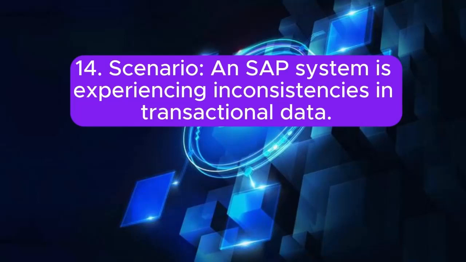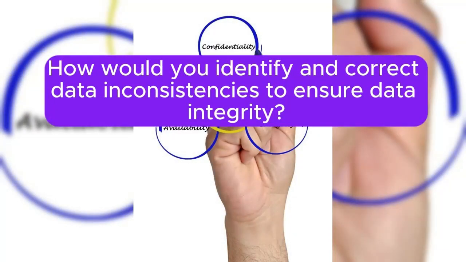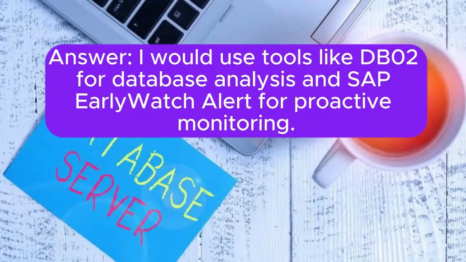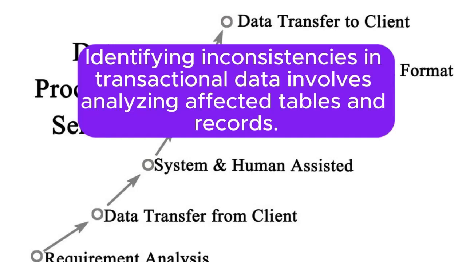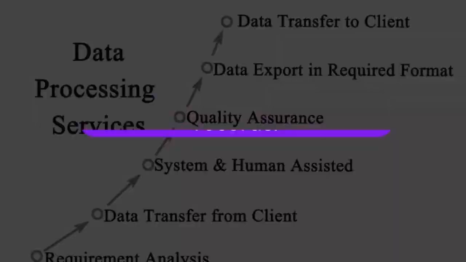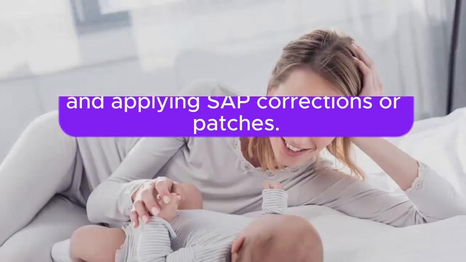14. Scenario: an SAP system is experiencing inconsistencies in transactional data. How would you identify and correct data inconsistencies to ensure data integrity? Answer: I would use tools like DB02 for database analysis and SAP EarlyWatch Alert for proactive monitoring. Identifying inconsistencies in transactional data involves analyzing affected tables and records. Corrective measures may include data reconciliation, adjustments, and applying SAP corrections or patches.